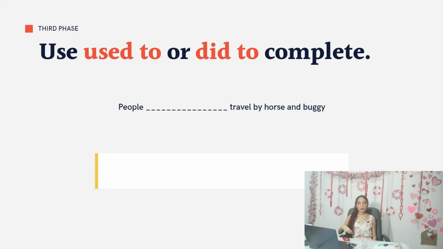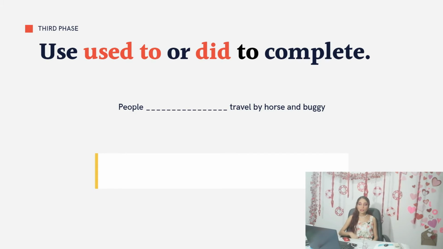So let's start with this. The instruction says, use used to or did to complete. Okay, so you just have two options to complete the next sentences. I'm also going to be showing you questions and sentences, and you need to use one of these two options. Remember, you need to try which one suits best to our sentence or question. So the first one says, people blank travel by horse and buggy. Which one would you use? Used to or did?